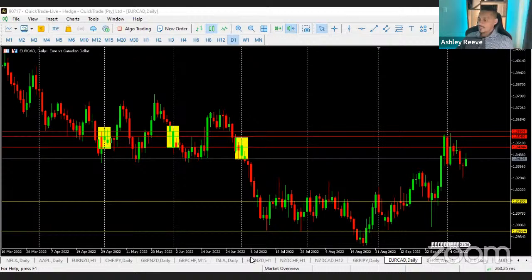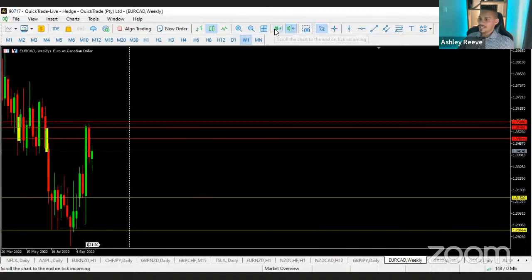I want to see who will give me a different answer there. Guys are saying bearish. All right. We're below the pivots. Yes. Let's go to the weekly first. Let's see if the pivots align.